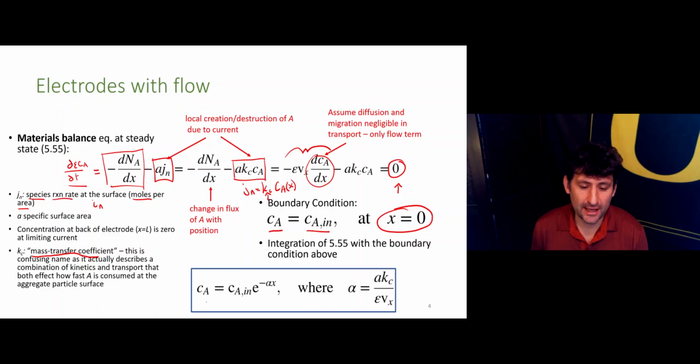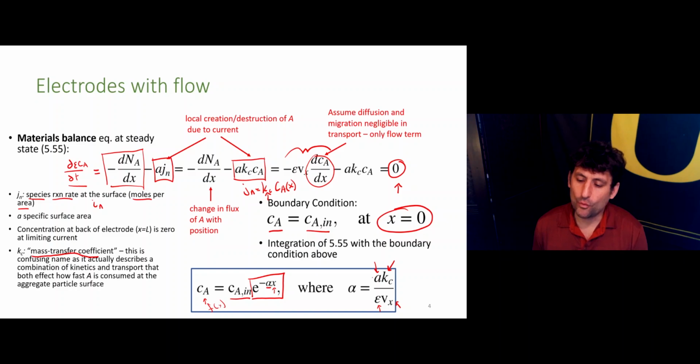The concentration of A here as a function of x is just given by the initial concentration and this exponential decay term. Notice x is in the exponent of this exponential term. So as x increases, as you go further back in the electrode, the concentration exponentially decays. The decay constant alpha is defined here as the specific surface area, the mass transfer constant for the destruction of A, the velocity of flow, and the porosity.